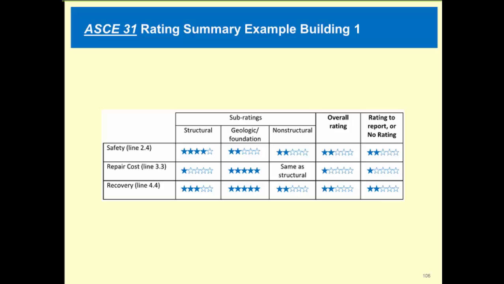We take all the sub-ratings we generated for safety, for repair cost, and for recovery, and pull them all into a summary table here. For safety, the minimum out of the 3 was 2-star, repair cost was 1-star, recovery was 2-star. So our overall reported rating would be 2-star safety, 1-star repair cost, 2-star recovery. So that was all the ASCE 31 translation.